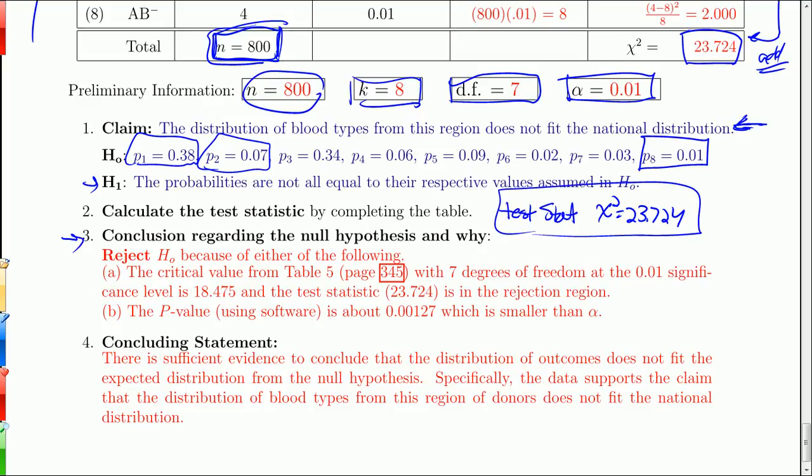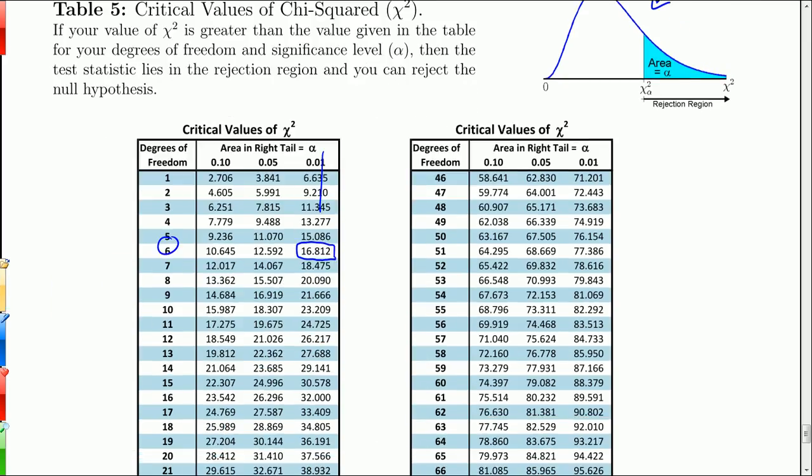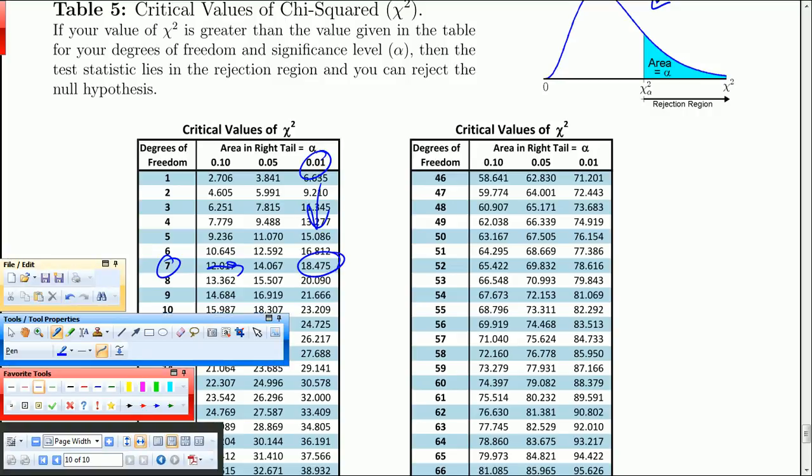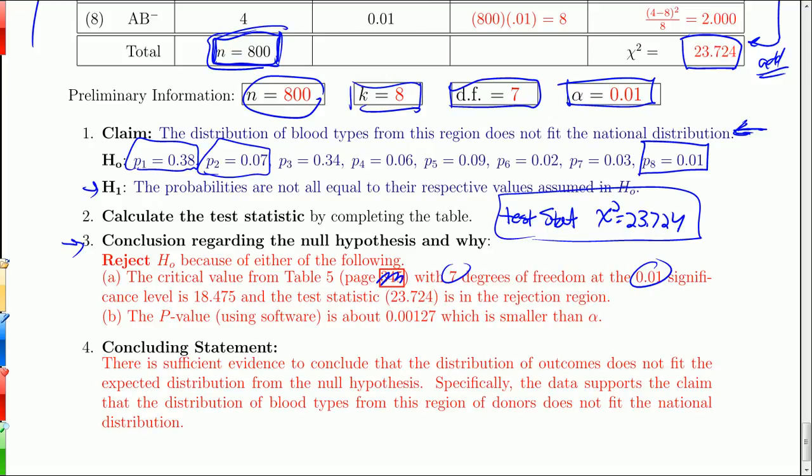So we now have to determine whether to reject or fail to reject the null hypothesis. We go to table 5. With 7 degrees of freedom, 0.01 significance level, 18.475 is our critical value. And our test statistic, 23.724, is in the rejection region.